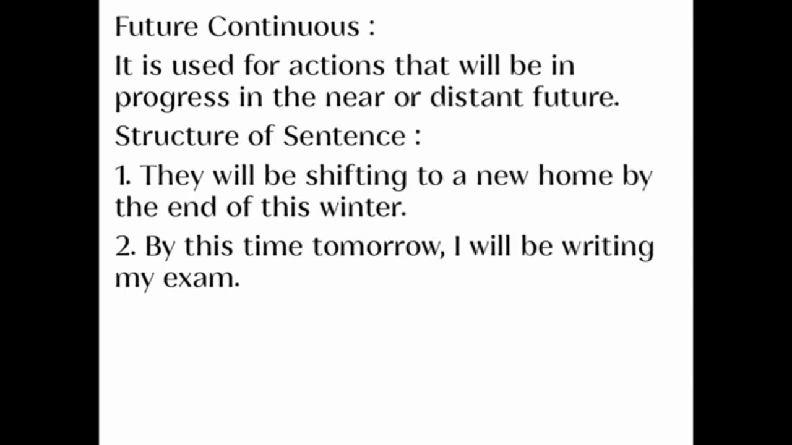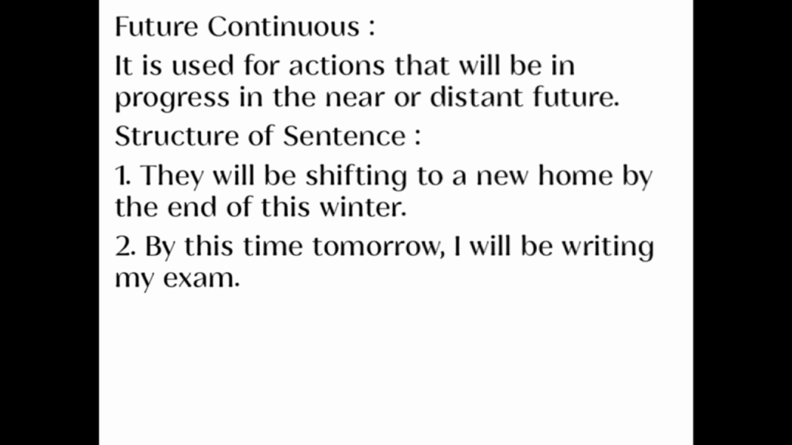Next we have future continuous. It is used for actions that will be in progress in the near or distant future. So it might be happening soon or it might happen later also. Structure of a sentence: it includes subject, auxiliary verb will be, plus present participle, plus the object. They will be shifting to a new home by the end of this winter. So will be is an auxiliary verb here.